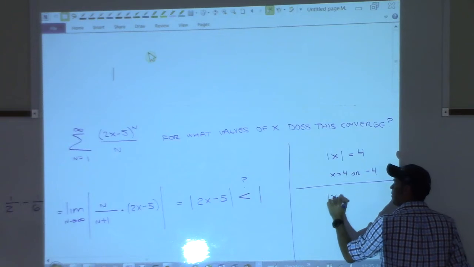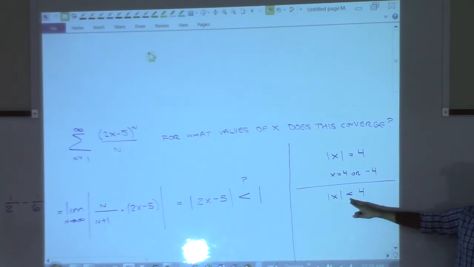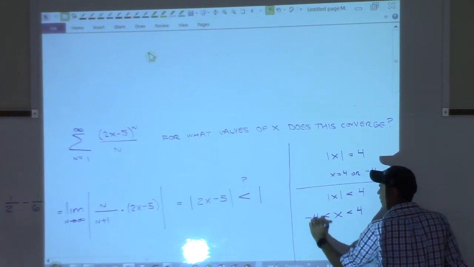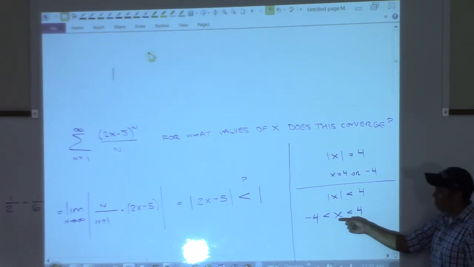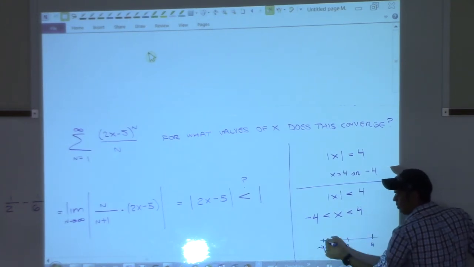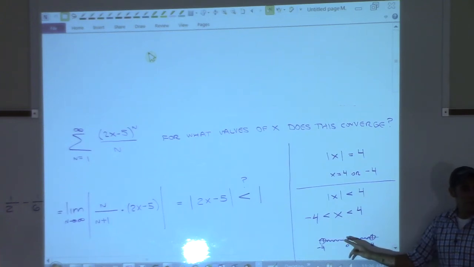What if I have this? Absolute value of x is less than 4. That's an inequality, right? So what does this mean? Can't be 4, but it could be 3, it could be 2, it could be 1, it could be 0, it could be negative 1, negative 2, negative 3, right? So would you agree with that? Your x value must be between -4 and 4. So like on a number line, here's 4, here's -4. We're saying all the values in between here, not including the two endpoints. Everything between -4 and 4, right?